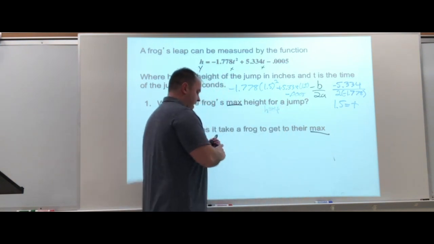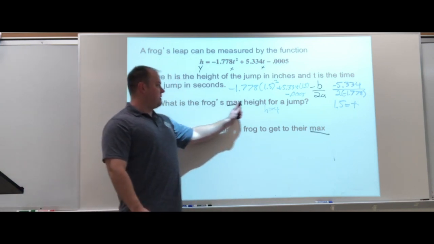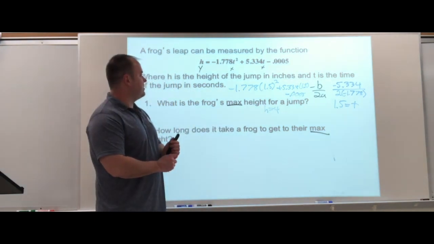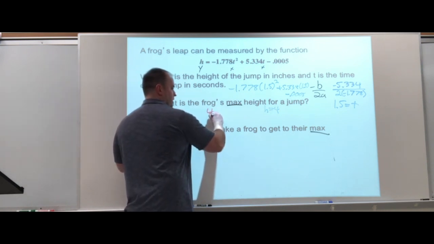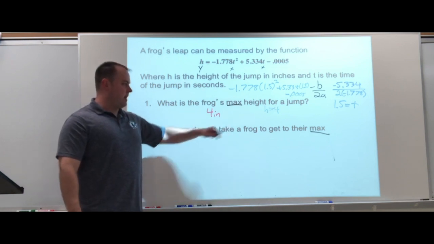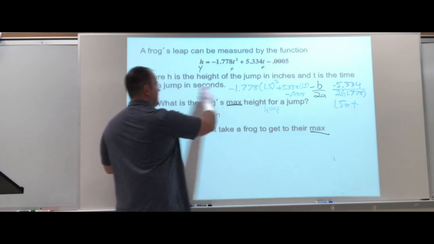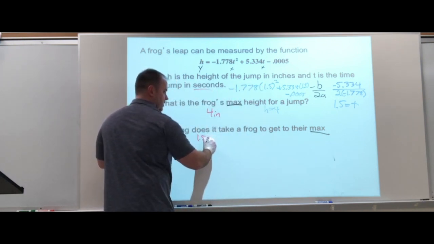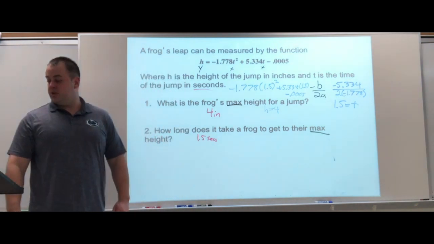is 4. Now answering the questions here, knowing what h and t is, what is the frog's max height for a jump? Well, that's our h, and we just found that. So that means that our frog, where h is the height in inches, its max height is 4 inches. How long does it take a frog to get to their max height? That's 1.5 is time, and that time is in seconds here. So that's 1.5 seconds for our calculations.